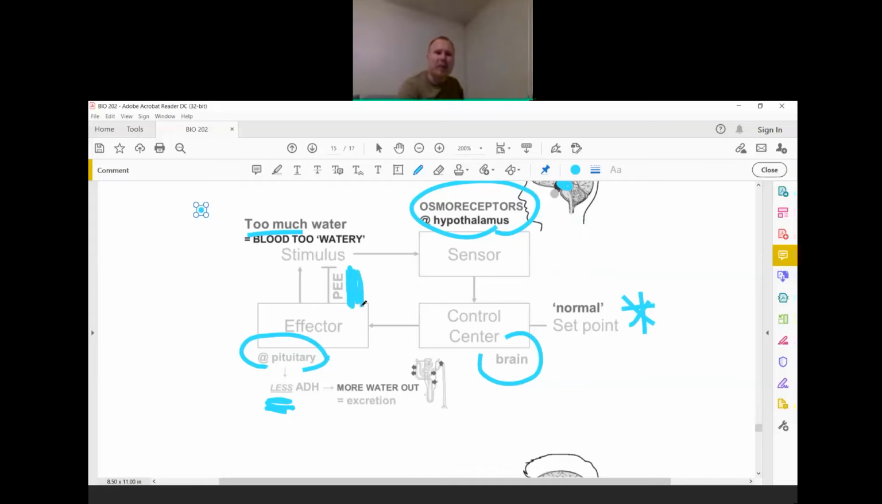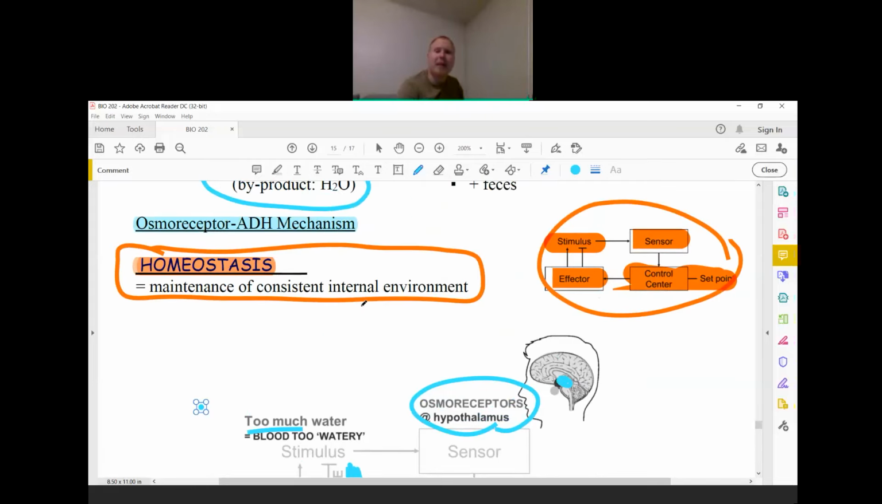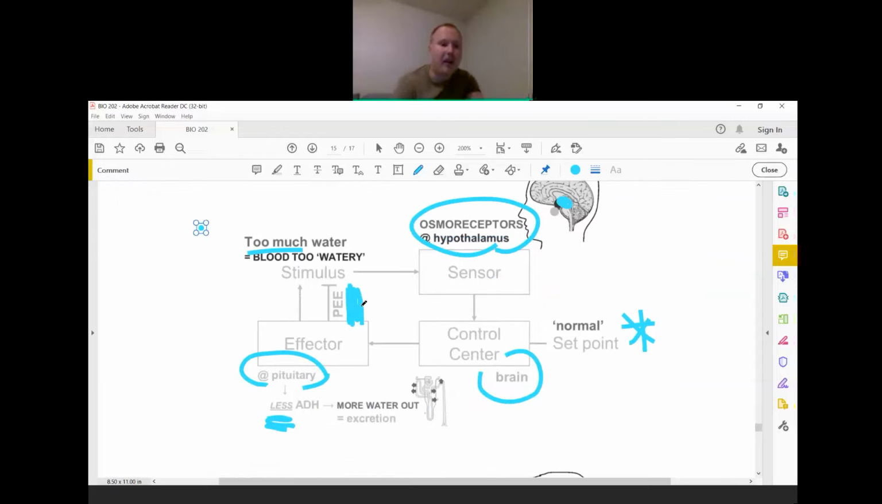So that's this complex concept of osmoreceptor ADH explained through our homeostatic control mechanism loop.